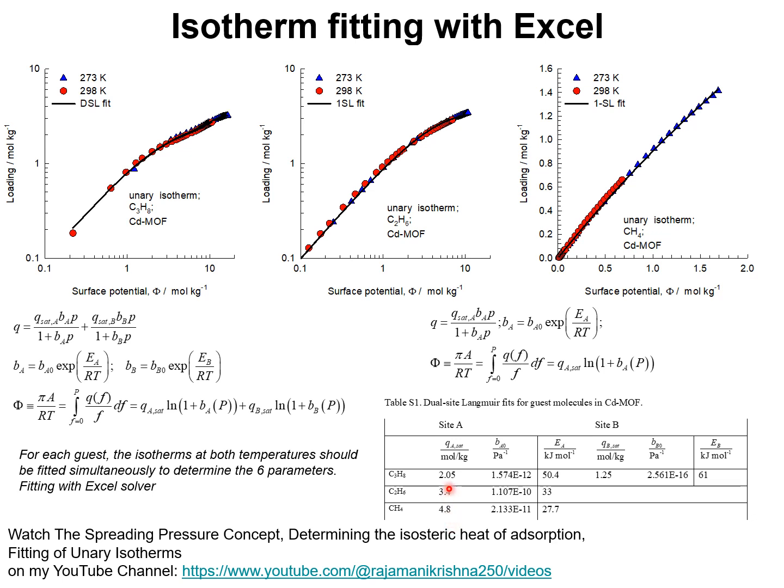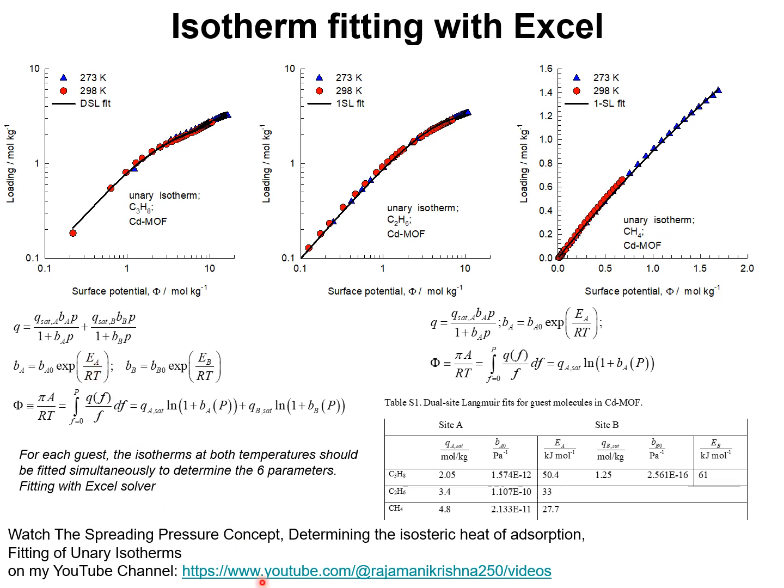I choose nice whole numbers for the saturation capacity and the energy parameters, and the Excel solver is used to determine the BA naught parameter, which is defined here, this one. For propane, I need to adopt the two-site Langmuir model, and the expression for the surface potential is given here. Watch also my video presentation on the theory behind the spreading pressure concept and the surface potential.